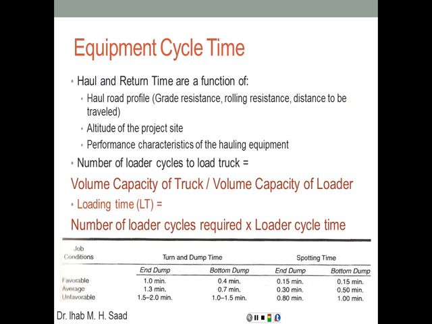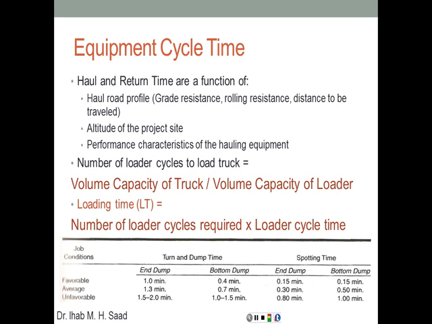So the haul and return time are a function of the haul road profile, including the grade resistance, rolling resistance, and distance to be traveled. We're going to talk about each one of these in more detail in a second. The altitude of the project site, and the performance characteristics of the hauling equipment, which is a characteristic of the vehicle itself or the equipment itself.